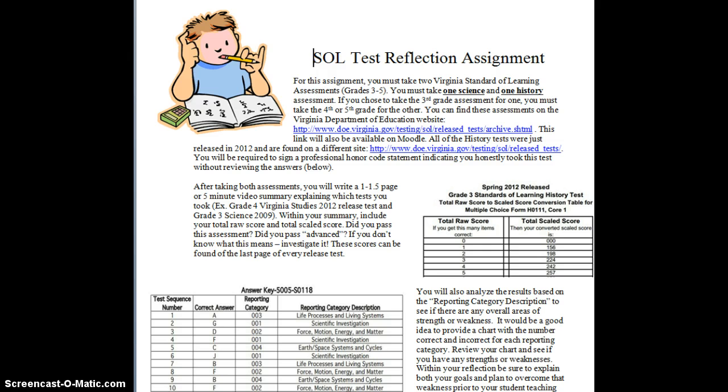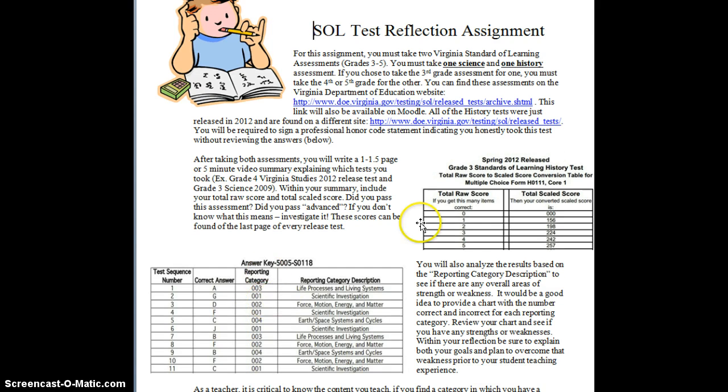Within your summary, you can either type or talk about your raw score and your scaled score. Did you pass the assessment? Maybe did you pass advanced? If you don't know what that means, please investigate it. It's really important that you know what the scaled score is and what the raw score is. I put a little screenshot here on your assignment page so you can see some information about that. But I do want you to report that in either your video or your summary.